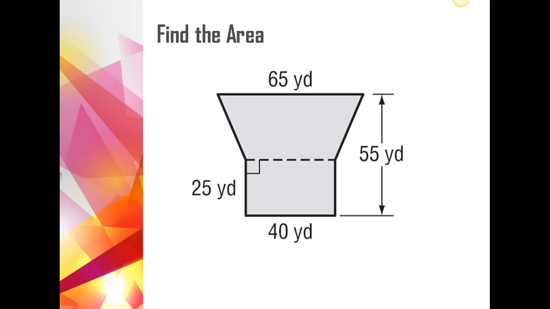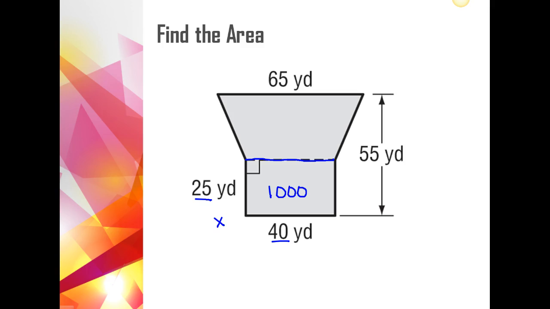In this composite figure, it's pretty straightforward that we have a rectangle and a trapezoid. Let's first find the area of the rectangle. To calculate its area, we'll multiply the base times the height, or 40 times 25. The area of the rectangle is 1,000 yards squared.